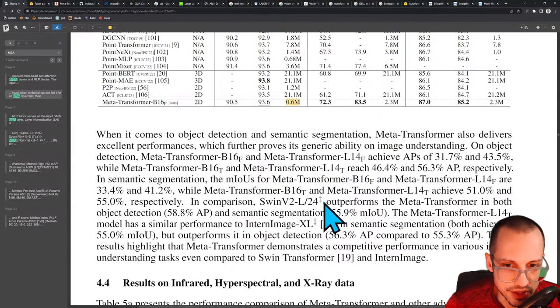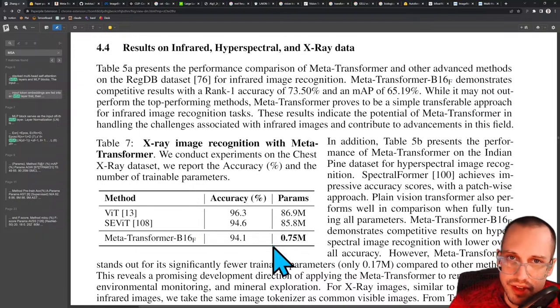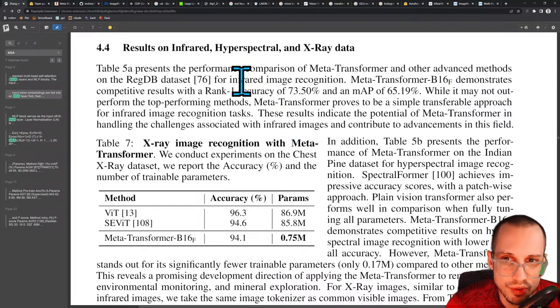Lots of smoke and mirrors here. Outperforms MetaTransformer in both object detection. The MetaTransformer has similar performance. Demonstrates competitive performance even compared to Swin Transformer. Table 5A represents the performance comparison of MetaTransformer and other advanced methods on RegDB for infrared image recognition.